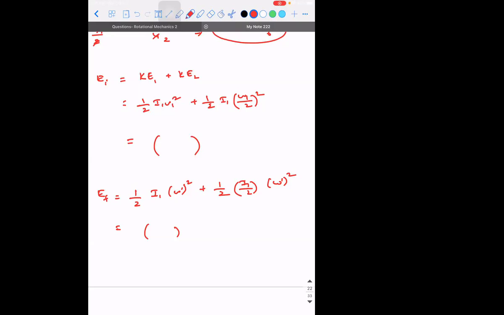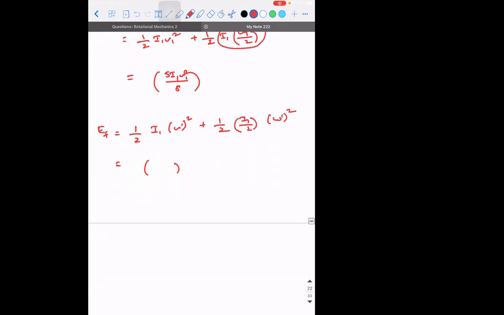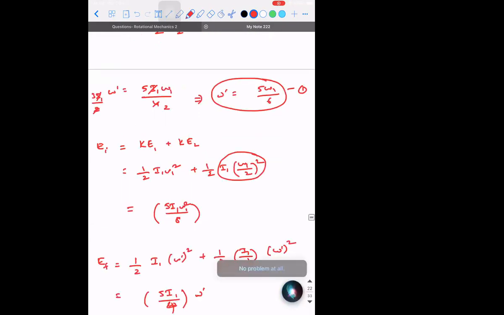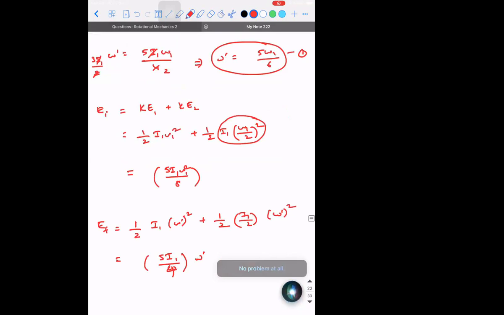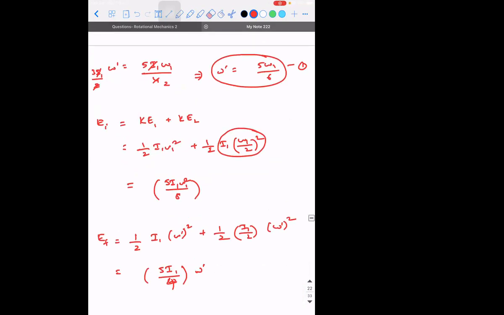What is the value of EI, guys? 5 I1 omega 1 square by 8. Okay. What about E2, that is E final? This is 5 I1 by, no problem at all, omega dash. It is 5 omega 1 by 6.